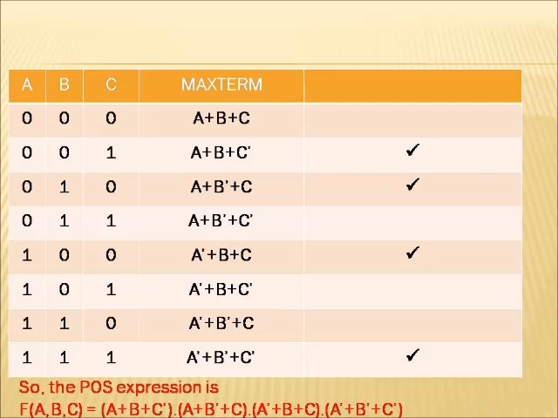So we have ticked the corresponding values of a, b, c that are given in the question. Now, combining all these ticked max terms, we can form the POS expression. So you can see the POS expression of f is equal to (a plus b plus c bar) dot (a plus b bar plus c) dot (a bar plus b plus c) dot (a bar plus b bar plus c bar), right?